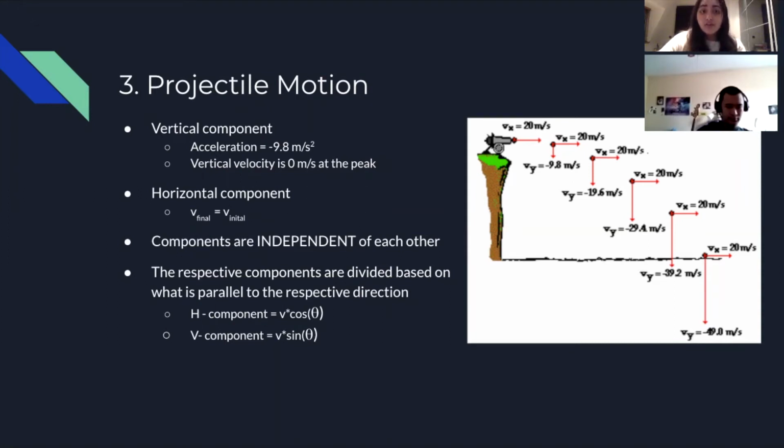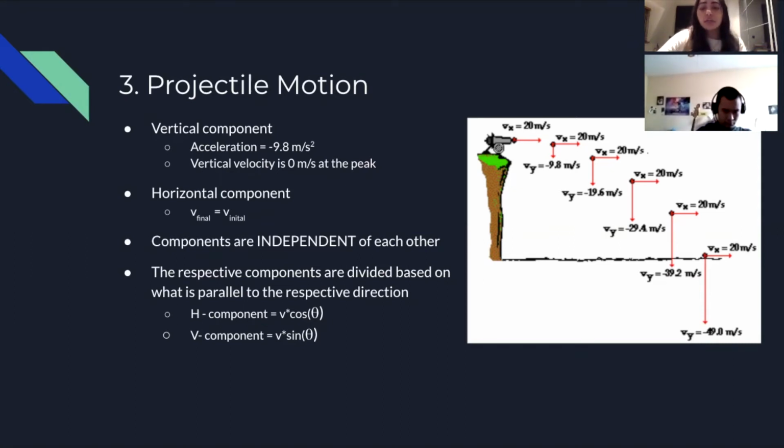Another thing that's important when we're solving is to recognize that the vertical velocity will be 0 meters per second when it's at its peak. It's easy to visualize this. If you're throwing a ball, as it reaches its max height, you can see it slowing down and then speeding up again as it returns back to the ground.